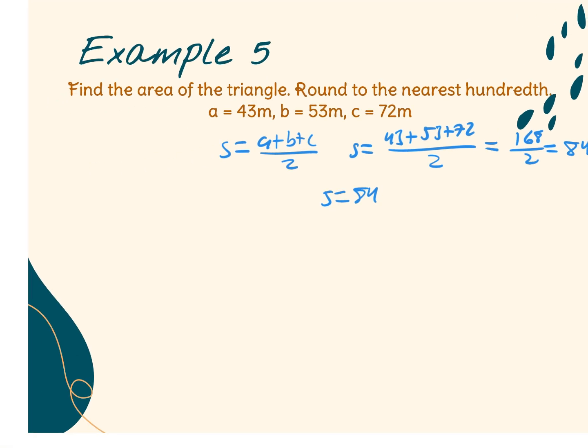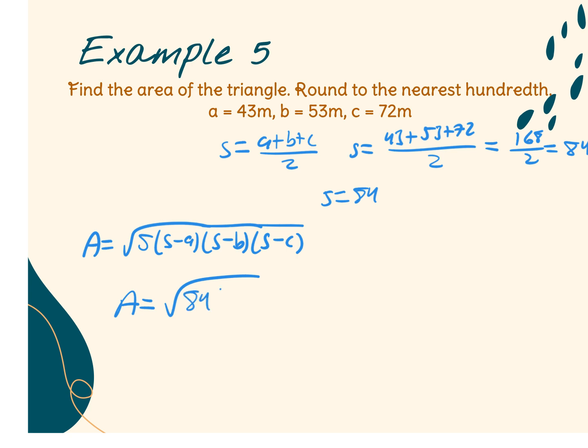Now that we have our semi-perimeter, I can use Heron's area formula. My area is going to be the square root of S times S minus A, S minus B, S minus C. Plugging in all the information we have, my area is going to be 84 times 84 minus 43, 84 minus 53, and 84 minus 72.